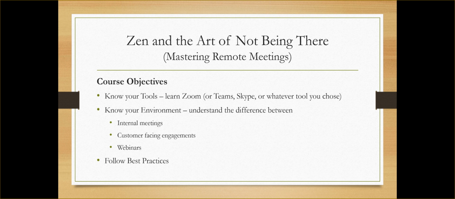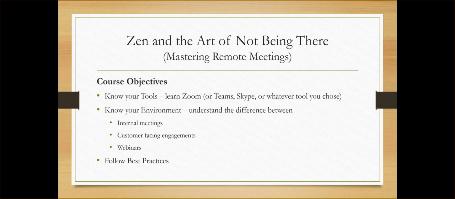The other objective is to know the environment. There are a lot of different types of things that you do with these telecommunication presentation software packages. For VMware, we define three different kinds of sessions. Internal meetings, which we call informal. Customer-facing engagements, which are much more formal, and then webinars. The biggest difference with webinars is that a webinar is designed so that the presenter or presenters are the only ones that share their content.